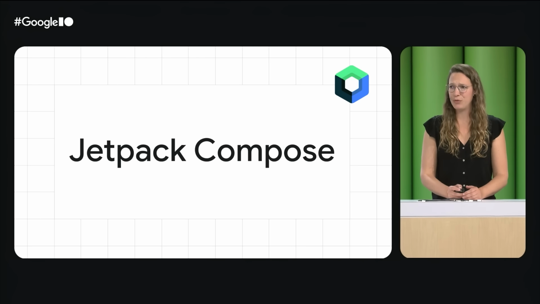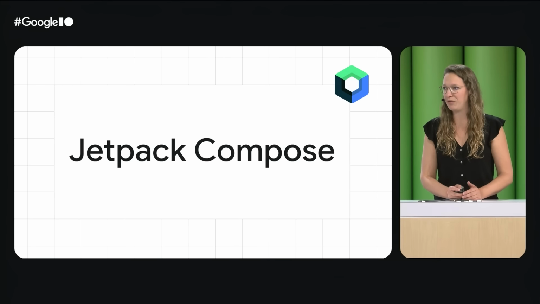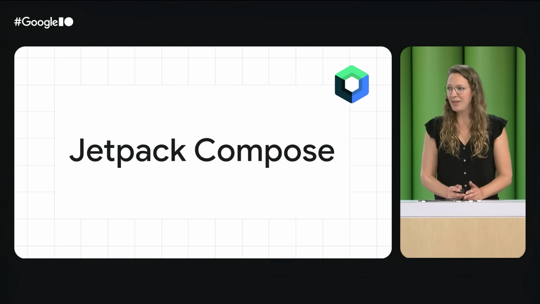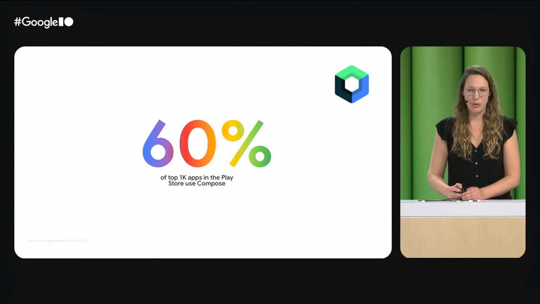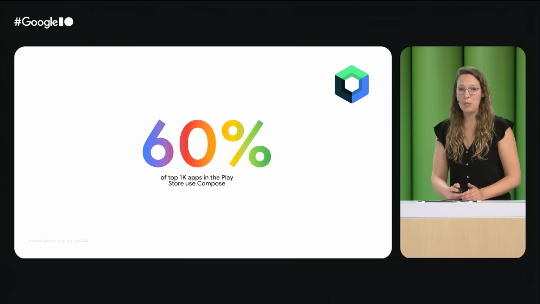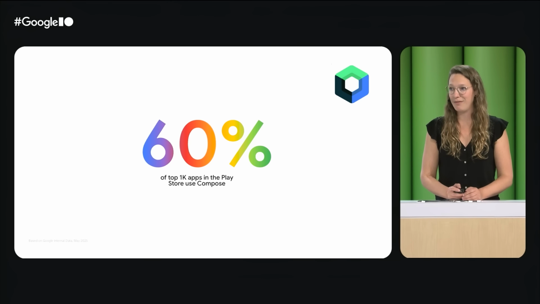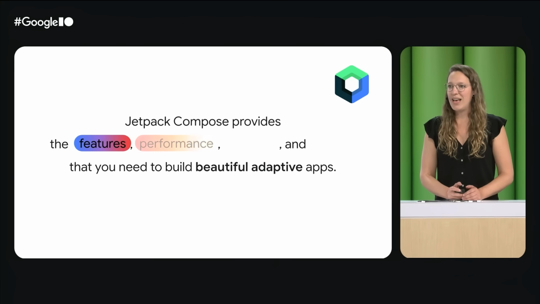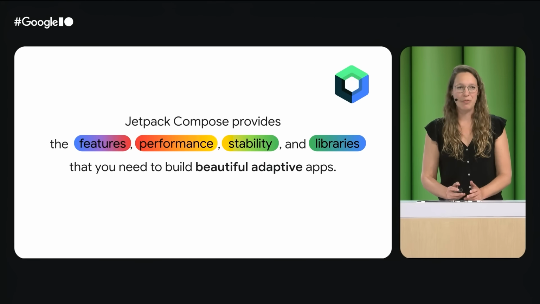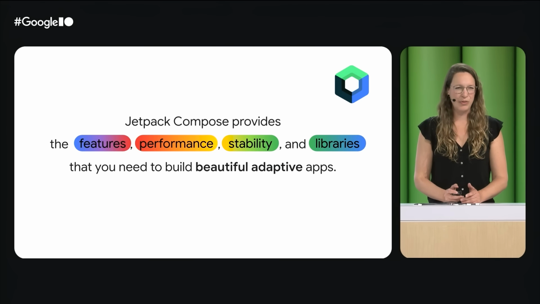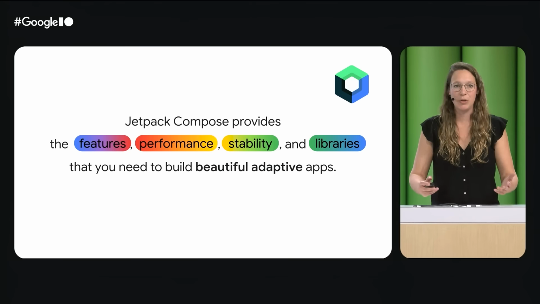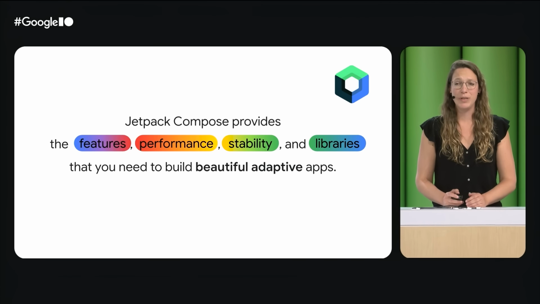Back then, we introduced Compose as this new UI toolkit for all of you to try out. And now, Compose is our recommended toolkit for building UI on Android. And year over year, we see the adoption grow. We are now at 60% of the top 1,000 apps using it and loving it in production. And Compose gives us the features, the performance, the stability, and the libraries that you need to help build you beautiful adaptive apps. And also to build those apps faster, so that you can be focusing on those things that truly matter to your users.